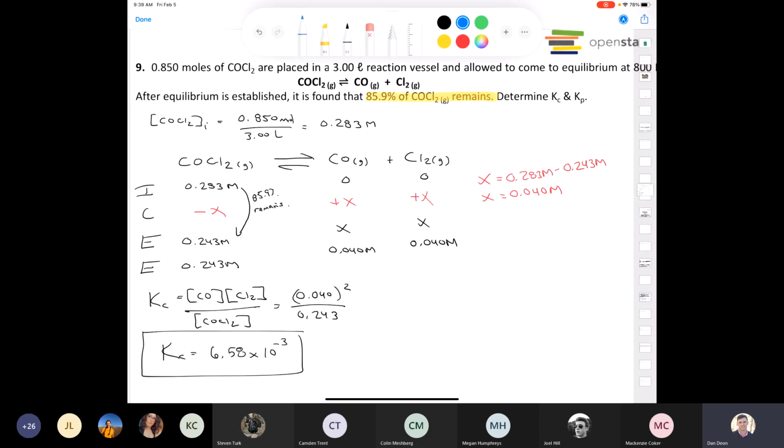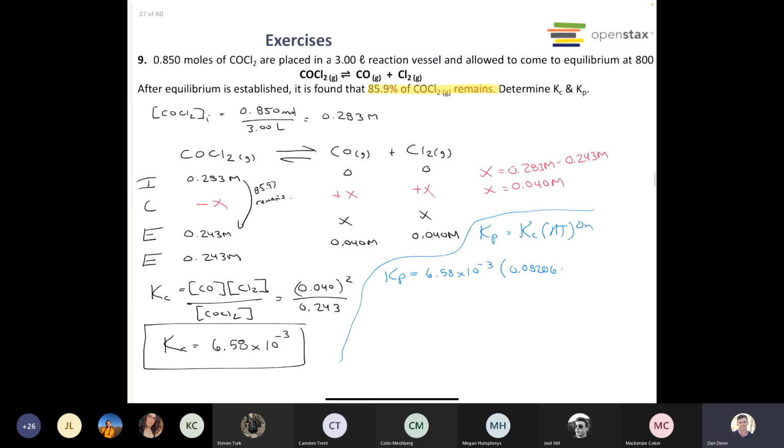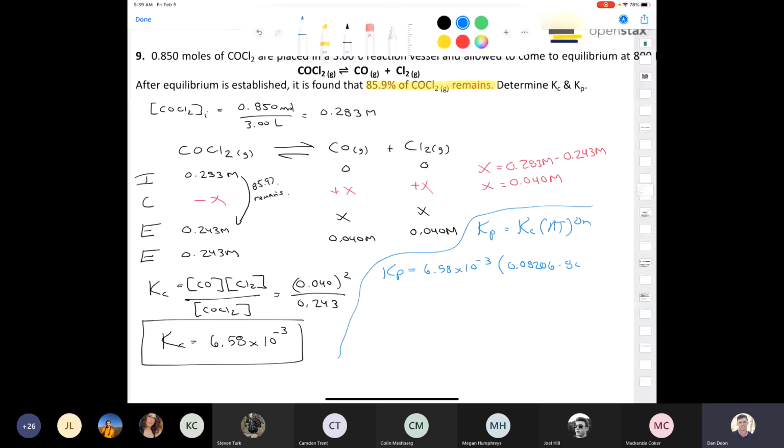Anyhow, let's take the rest of the space here and see if we can solve for our Kp. We know our formula: Kp is equal to Kc times RT to the power of delta n. Let's plug in some numbers. We'll say that our Kp is equal to 6.58 times 10 to the minus 3, all multiplied by 0.08206 times our temperature. What's the temperature? Is it 800 Kelvin? Yeah, there we go. Times 800. I'm leaving the units out because Kp is unitless.